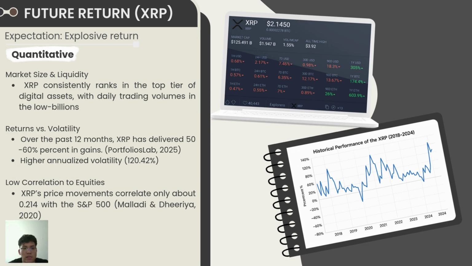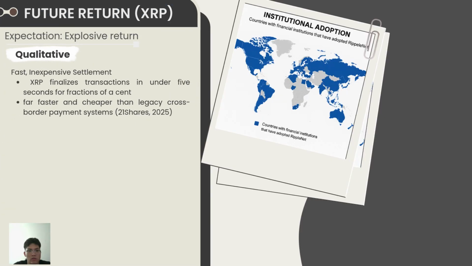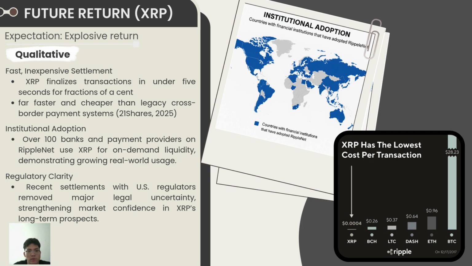Besides, based on this self-calculation, XRP returns correlate only around 0.214 with the S&P 500, and it tends to move independently of the stock market and can help cushion the portfolio loss when the equities fall. On the qualitative side, XRP is built on a decentralized ledger that finalizes payments in under 5 seconds, making it far faster and cheaper than the traditional cross-border systems.